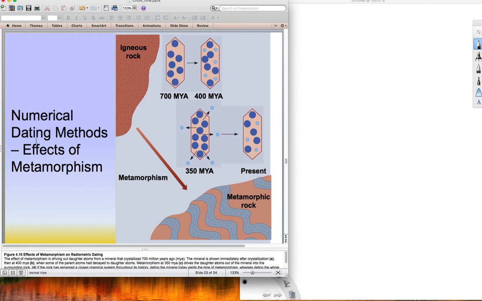So in this numerical dating, if metamorphism occurs, if this rock is heated up to a high enough temperature above that blocking temperature, that may allow some of the daughter product to escape, which means we will not get an accurate age. We'll get an age actually younger than the true age of the rock because we've lost this daughter product. So metamorphism can give us ages that are incorrect.